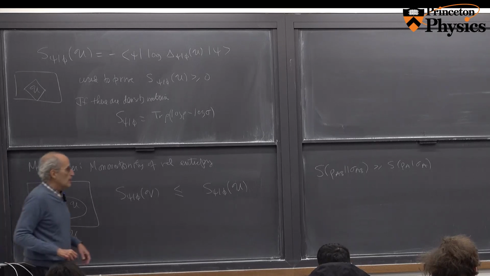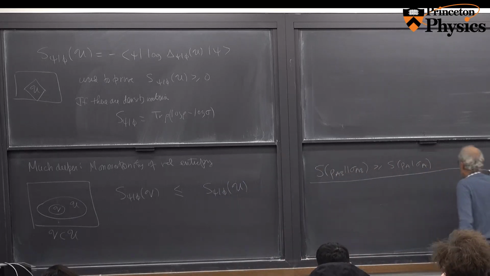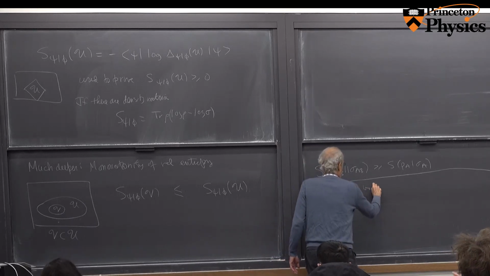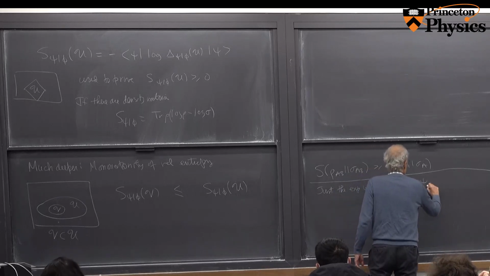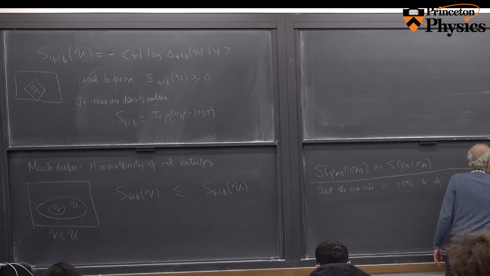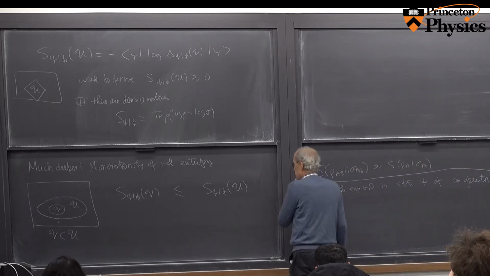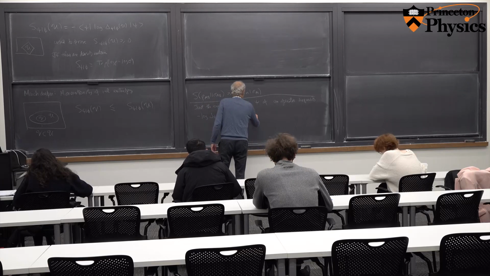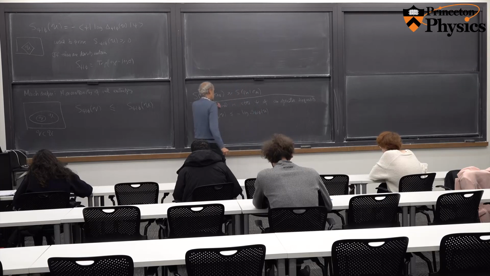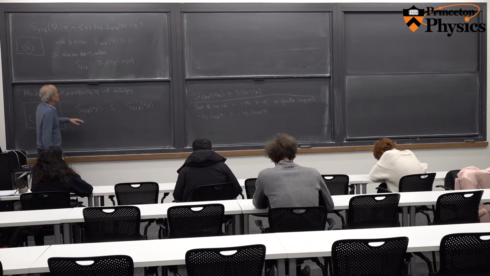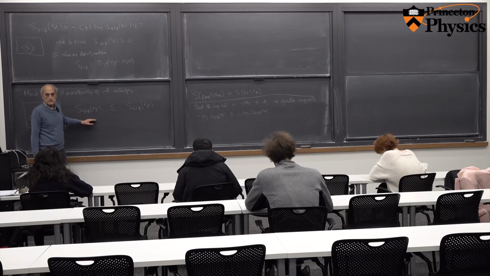Now, this statement is just the expectation value in the state psi of an operator inequality. The operator inequality is that minus log delta psi phi of region V is less than minus log delta psi phi of region U. So we're going to aim to prove this inequality, and then just by taking its expectation value in the state psi, we'll get the inequality among relative entropies.